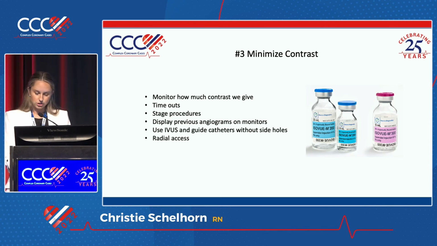We can stage procedures if possible and display any previous angiograms on monitors for reference. We can use IVUS during PCI to help guide so we're not just blindly injecting. And with this, use guide catheters with side holes. And finally, we can plan, as Rob mentioned, for radial access when appropriate.